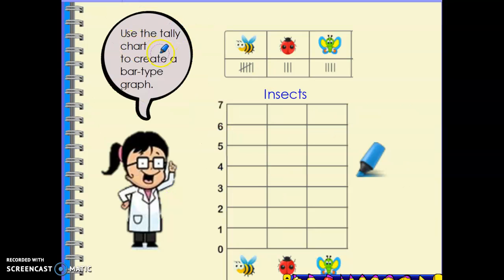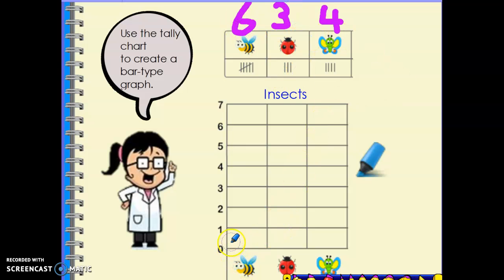Use the tally chart to create a bar type graph. So here we have the tally chart. Over here we have the bee with 1, 2, 3, 4, 5, 6 votes. The ladybug with 3 votes. And the butterfly with 4 votes. Okay, we're going to use that information to make our bar graph.